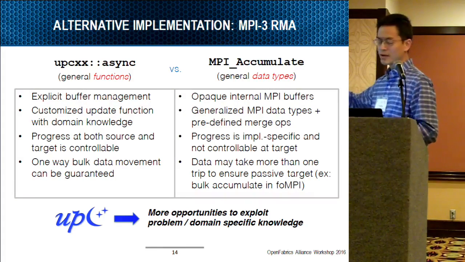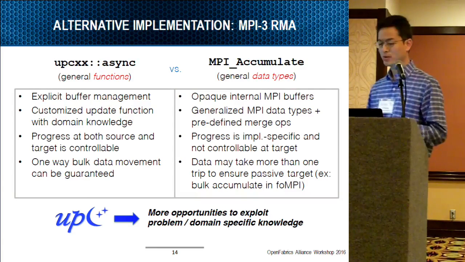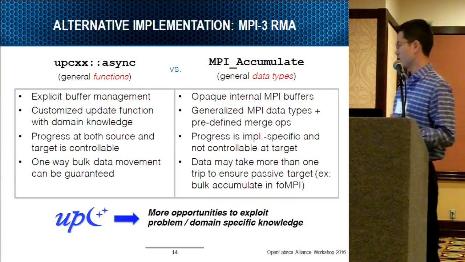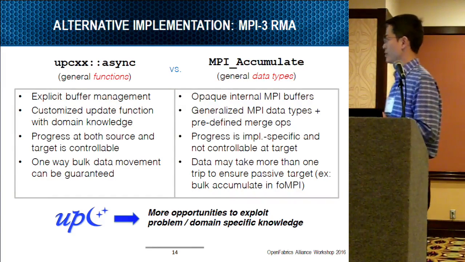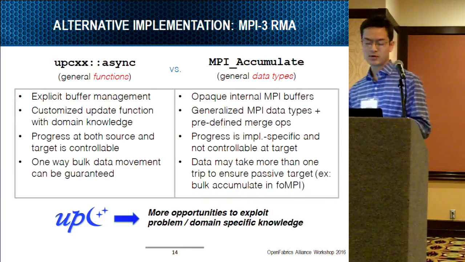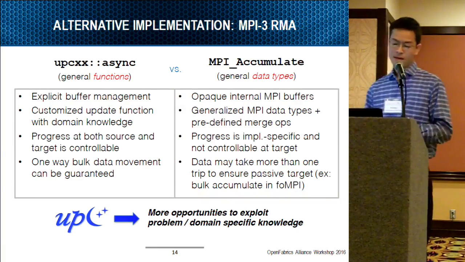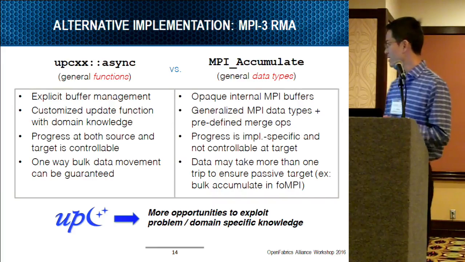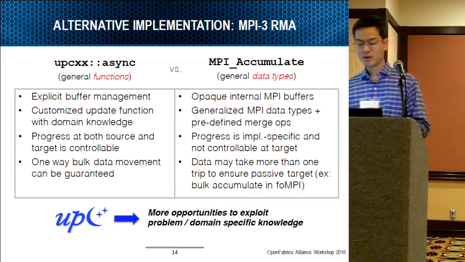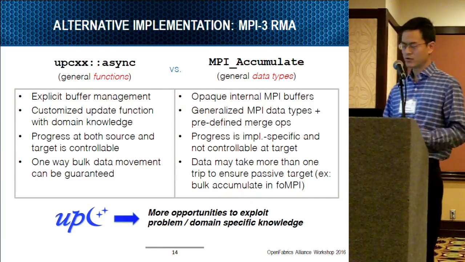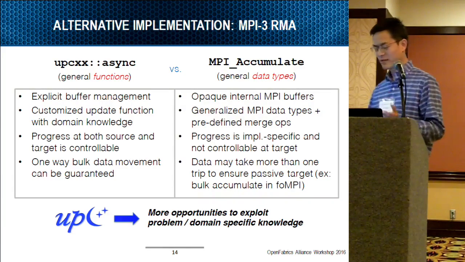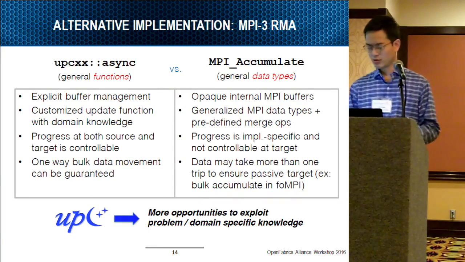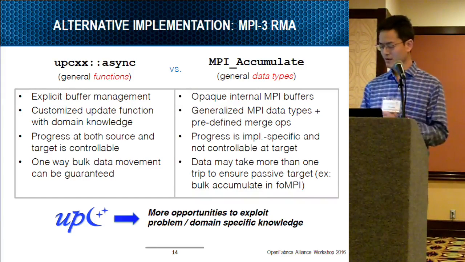And by allowing the users to do arbitrary functions, we actually expose more opportunities for the users to tune their applications. Of course, that also requires the users to understand the underlying stuff a little bit more. But using UPC++, the users can do explicit buffer management, customize their updates, and make progress by calling poll whenever they feel it's best, and save communication whenever possible. In contrast, if they just use MPI accumulate out of the box, lots of things are just hidden, not controlled and not exposed to the users. So sometimes they cannot get the best possible performance.